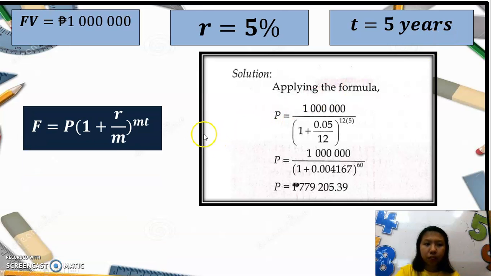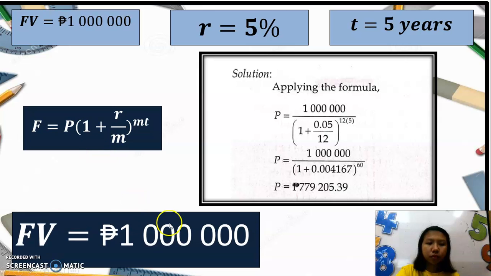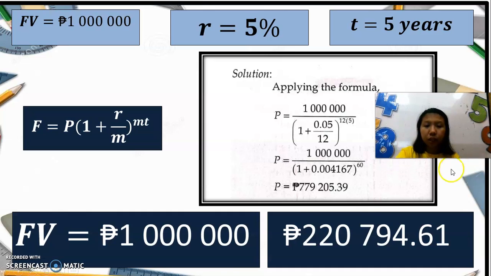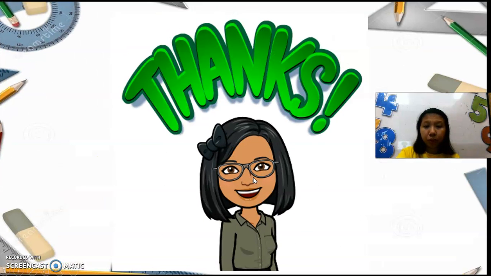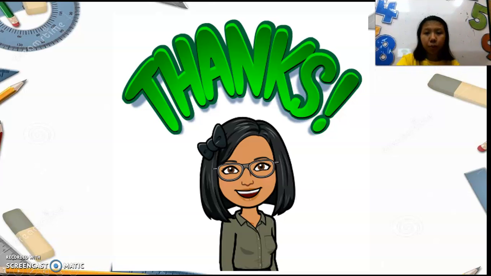So this will be the formula. Again, the future value is 1 million pesos. How can we get the value of the interest? All we need to do is subtract the future value minus the principal amount, which is 779,205 pesos and 0.39 centavos. Upon subtraction, we will have 220,794 pesos and 61 centavos as your interest. That will be all for our topic, which is about compound interest.